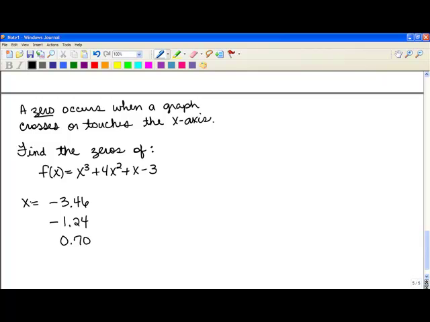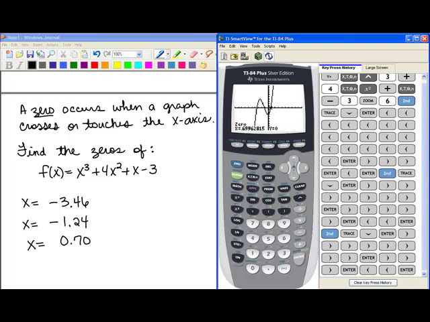Okay, so these are all x values. The zero is always an x value where it crosses the x-axis.